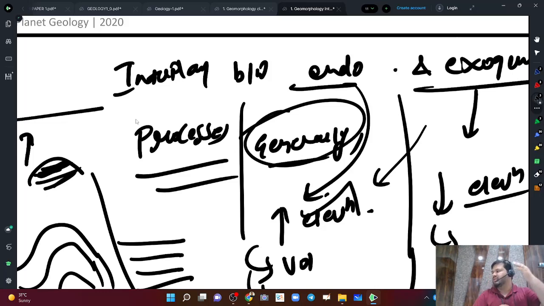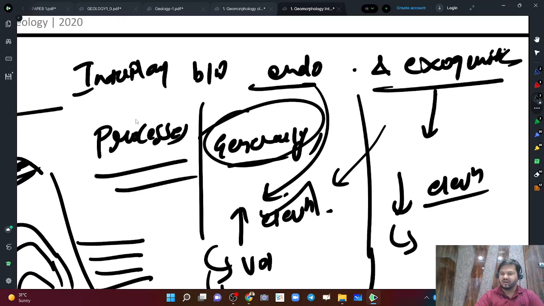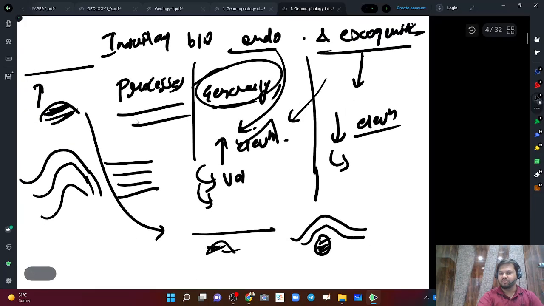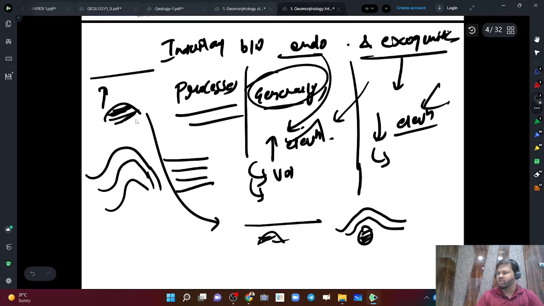Then maybe some tectonic activity might happen, maybe uplift happens, maybe some subsidence might happen, so it will again change the elevation. Then again exogenetic forces will try to bridge it, right? Similarly, generally these exogenetic forces decrease the elevation, but they can also increase it, because we will study that there are two kinds of landforms. One is depositional, one is erosional.